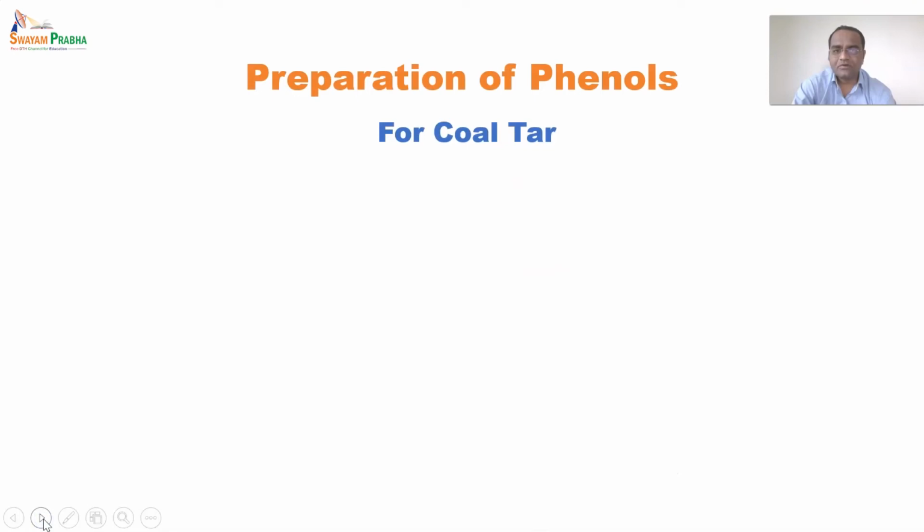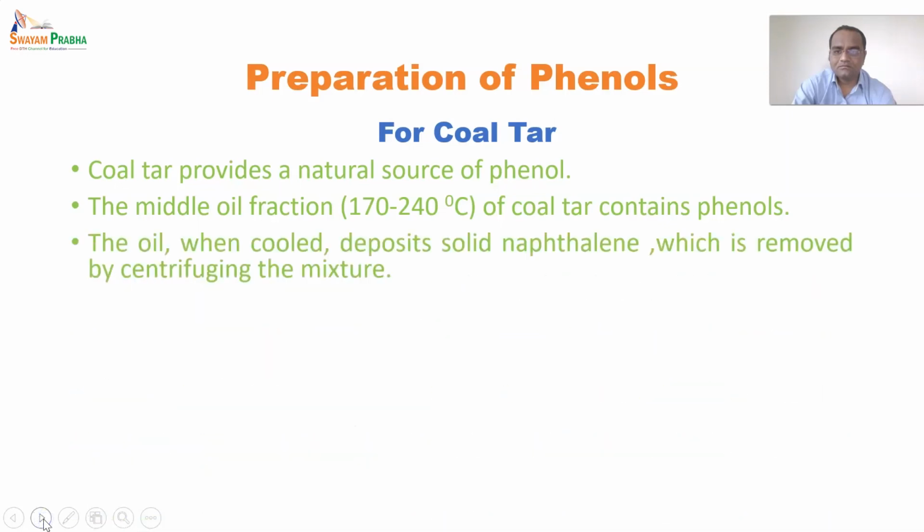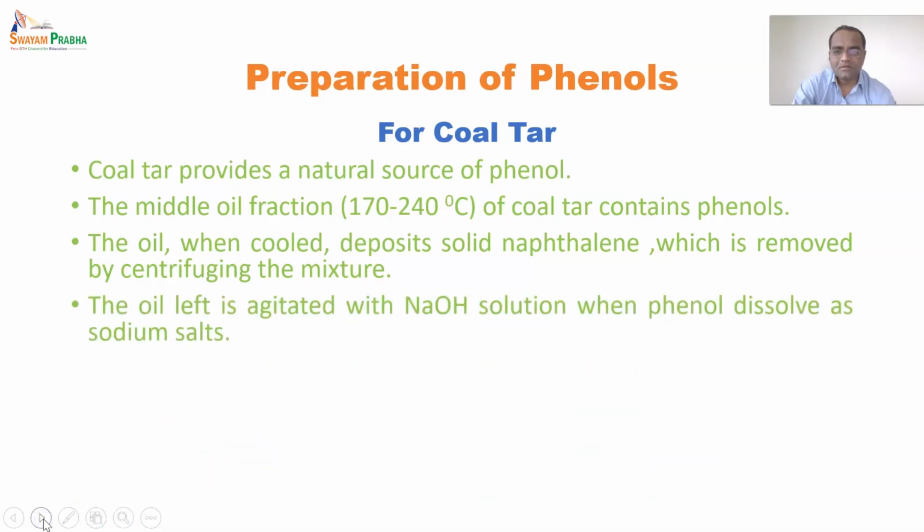After that, preparation of phenol from coal tar. Coal tar provides a natural source of phenol. The middle oil fraction of coal tar contains phenol. The oil, when cooled, deposits solid naphthalene. So naphthalene is the fusion of two benzene rings, and it is removed by centrifuging the mixture. The oil left is agitated with NaOH solution when phenol dissolves as a sodium salt.